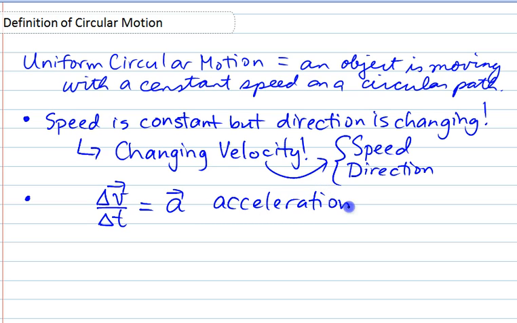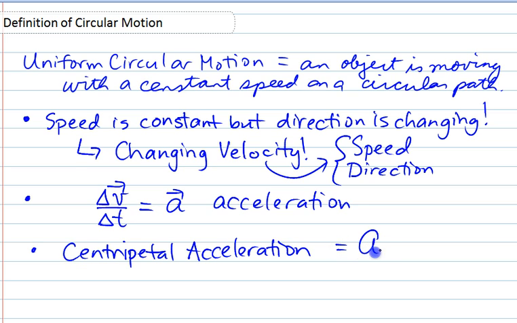So it turns out that an object moving in uniform circular motion is also accelerating, and we call this centripetal acceleration. Okay, and we call that a_c, and we calculate that by taking the speed and squaring it and dividing by the radius of the motion.